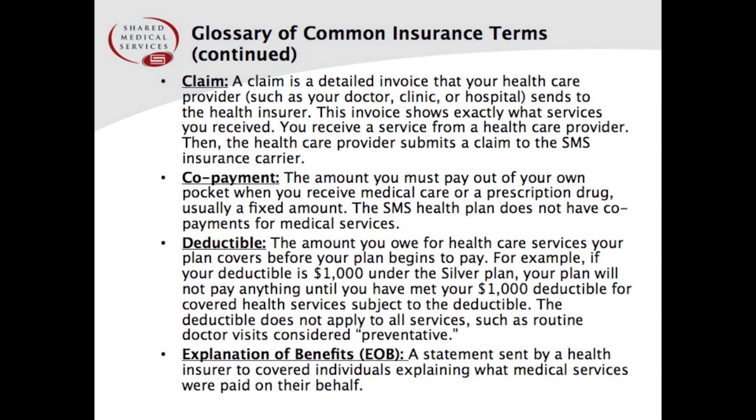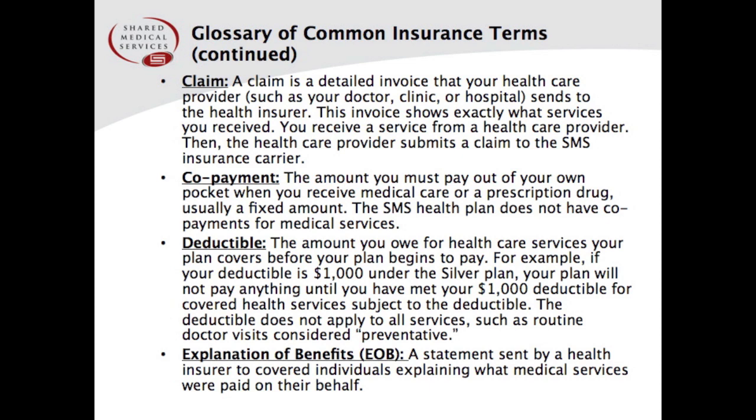A deductible is the amount owed for healthcare services that team members must pay before the plan pays. For example, the Silver plan has a $1,000 per individual deductible, which is the out-of-pocket cost that must be paid before the insurance will pay anything towards the claim. Routine doctor visits are considered preventative and are covered at 100% if using an in-network provider.